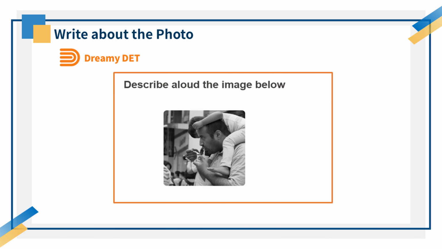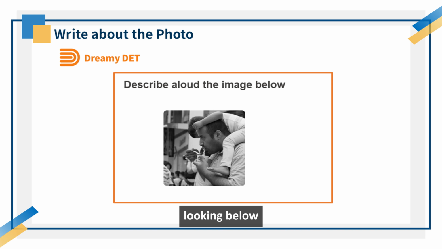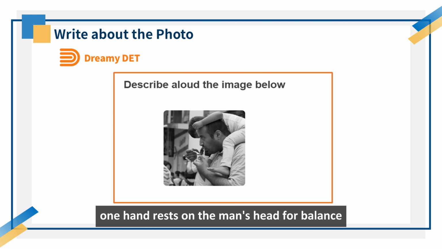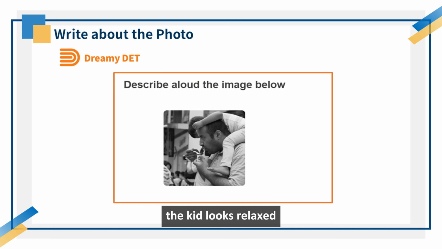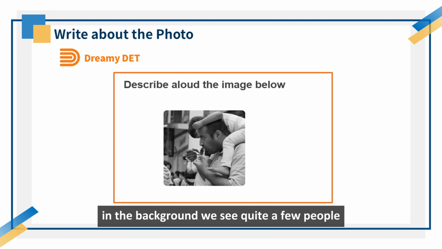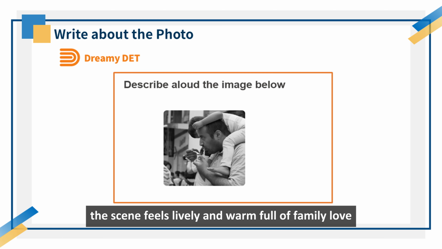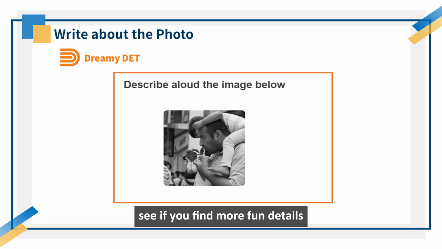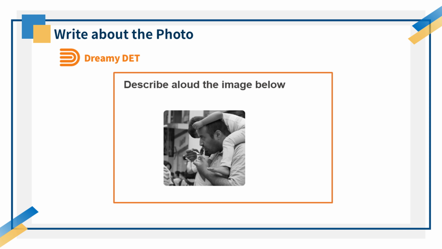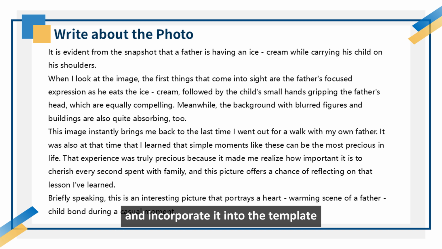Now, picture 3. First, there are 2 people. A man with short hair wearing a simple top. He's standing, head slightly down, looking below. On his shoulder sits a kid. One hand rests on the man's head for balance. The other hangs down. The kid looks relaxed. The man holds a cup, feeding someone with a spoon. In the background, we see quite a few people. Guess it's a public place, maybe a busy street or market. The scene feels lively and warm, full of family love. Take another close look. See if you find more fun details. Now, we consolidate the detailed information and incorporate it into the template.